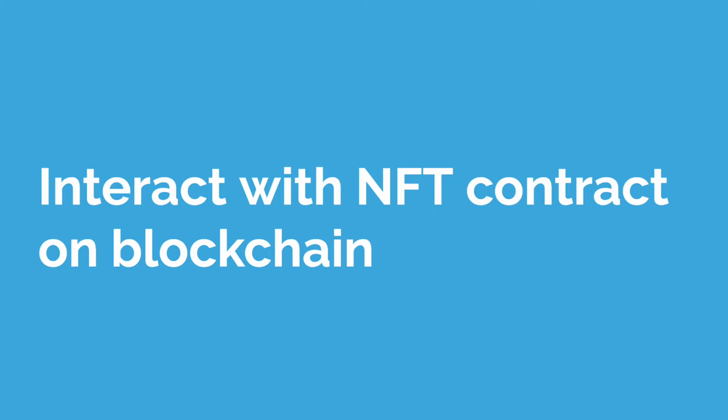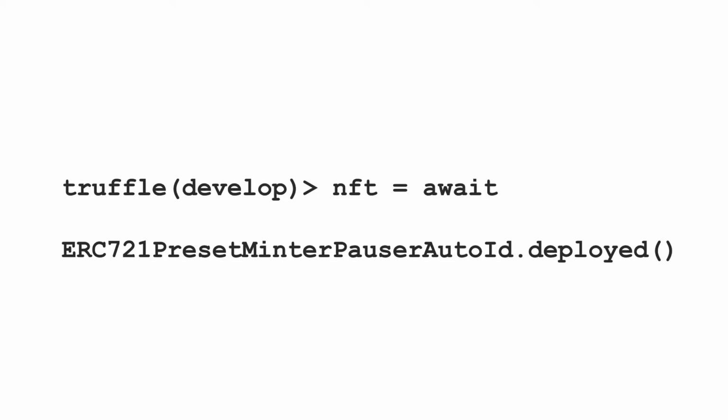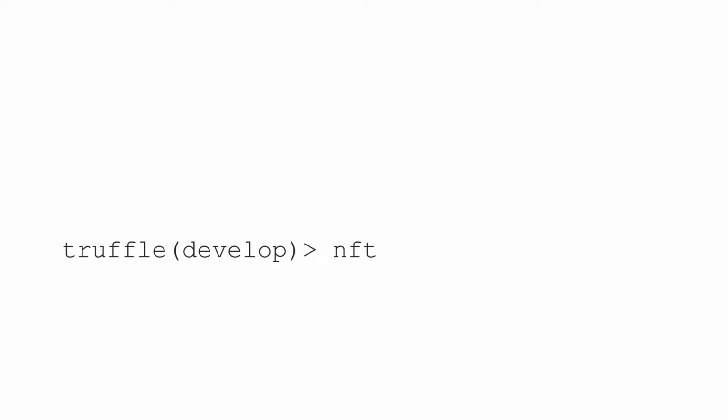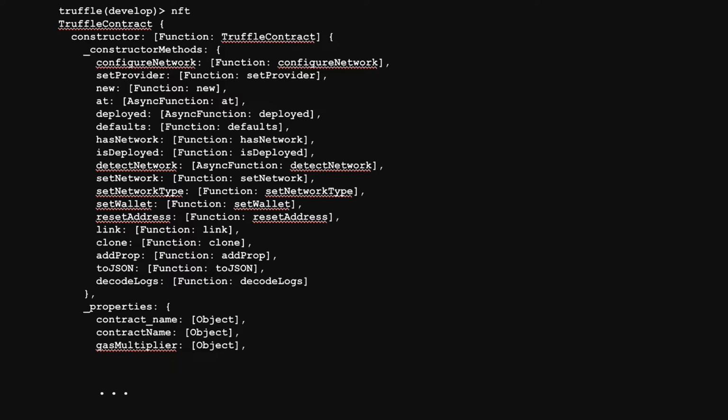Next, we can interact with our NFT on the blockchain. We can use the command await, followed by the contract name .deployed. This is going to make a reference to our deployed contract and save it under the name NFT. You have to wait for the deployment. Initially you'll get undefined because you have to wait for the deployment to complete. Then you can inspect the value of NFT and it will now be a Truffle contract once the contract has been deployed. So that is success. That means we were able to deploy the NFT and then get it from the blockchain.